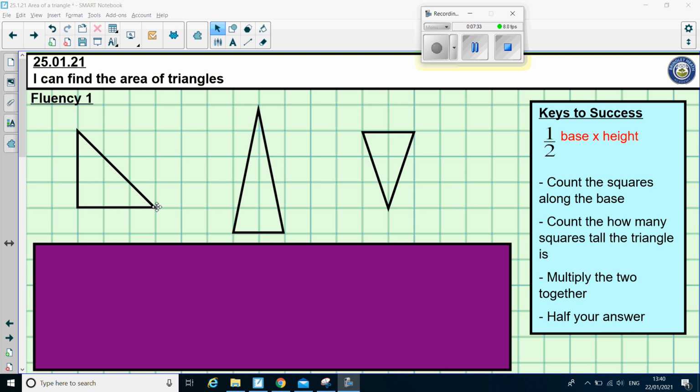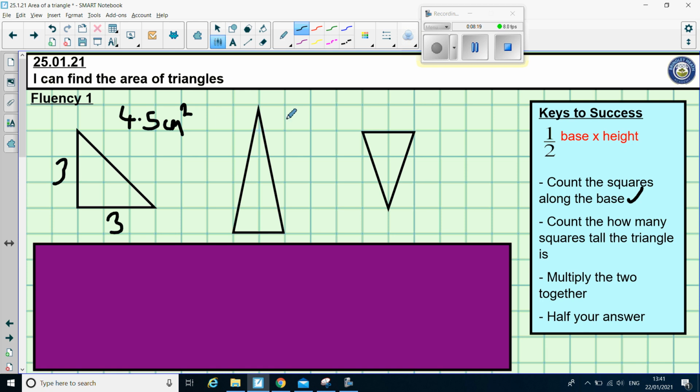1, 2, 3. Okay, so the base of my triangle is 3 squares, and I'm going to count the squares up the side. 1, 2, 3. Okay, so I've counted the squares along the base. I've counted how many squares tall the triangle is. Next, I need to multiply the 2 together. 3 times 3 is 9, and then I need to half my answer. Because remember, to find the area of a triangle, it's half the base times the height. So 3 times 3 is 9, and then I need to know half of 9, which is 4.5. Still give my answer in centimetres squared, so it's 4.5 centimetres squared.